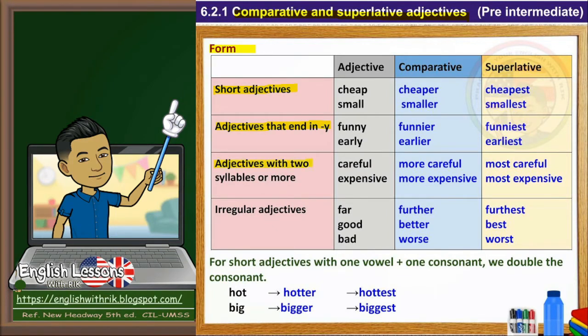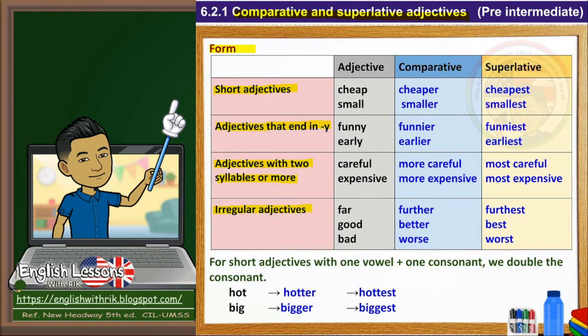Adjectives with two syllables or more. Careful, more careful, most careful. Expensive, more expensive, most expensive.